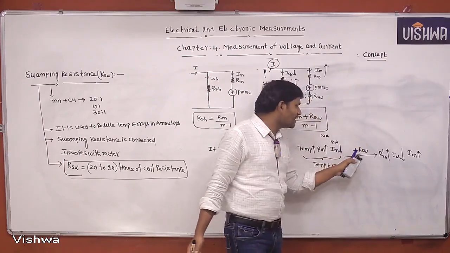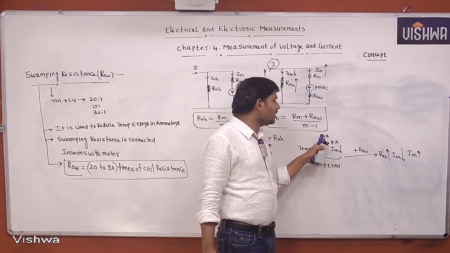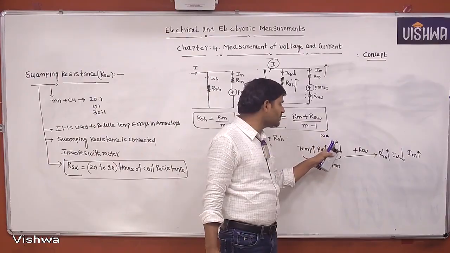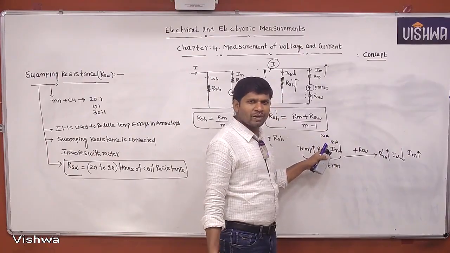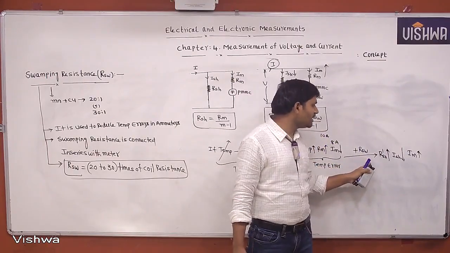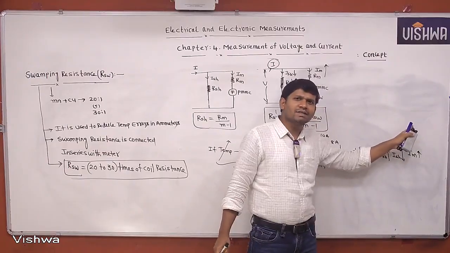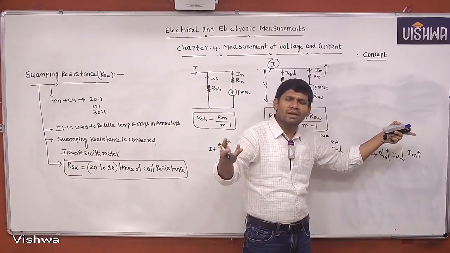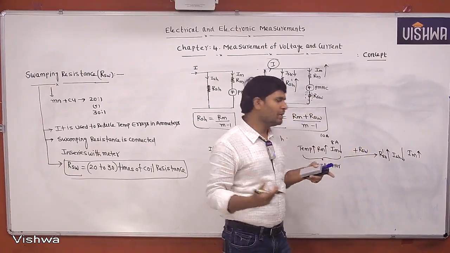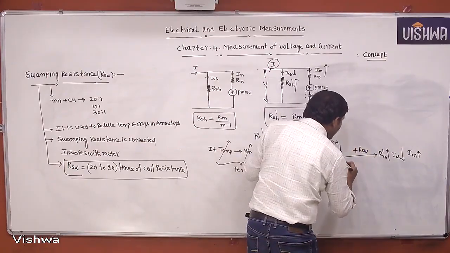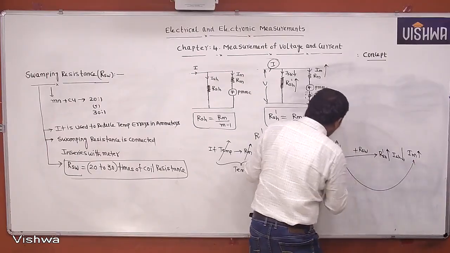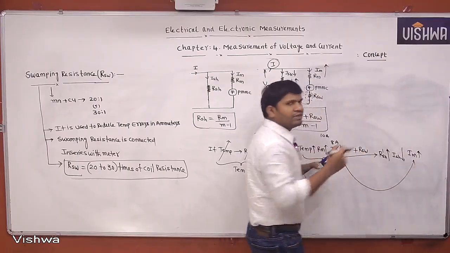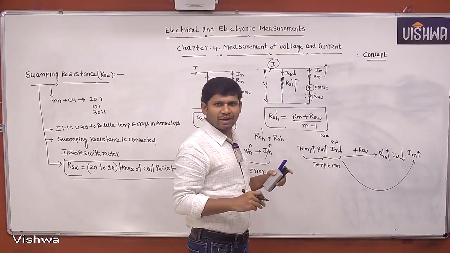Then before connecting swamping resistance, what is the temperature error? The actual current is 10 amperes. Now it is measuring 8 amperes. That means 2 amperes error. Whenever swamping resistance is connected, again the meter current increases. It may not be exactly 10 amperes. It may be 9.5 amperes, like that. That means we are reducing the swamp. That's why by adding swamping resistance, reduced current is compensated by increased current. Then we can reduce the temperature error.